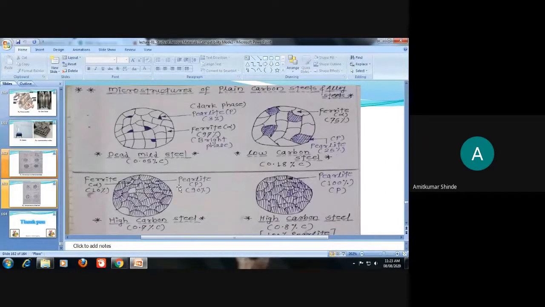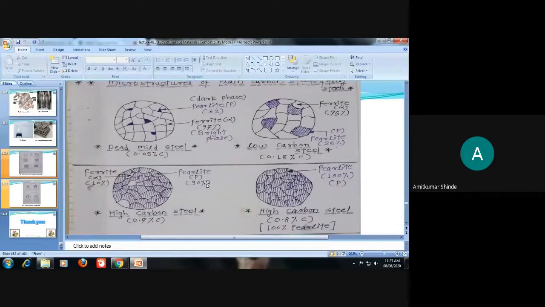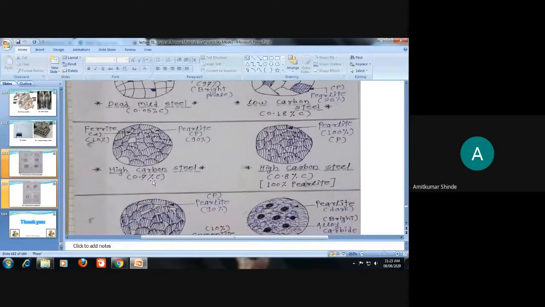Then for medium carbon steel, 0.3 to 0.6% carbon, ferrite and pearlite will be 50% each. Then in high carbon steel, above 0.6%, at 0.8% carbon, only one phase will be there, that is pearlite. As the carbon percentage increases and moves towards 0.8, ferrite goes on decreasing and pearlite goes on increasing. And at 0.8% carbon for this high carbon steel, 100% pearlite will be there.